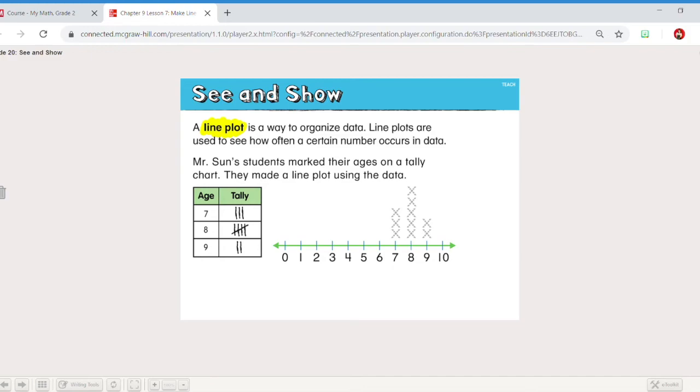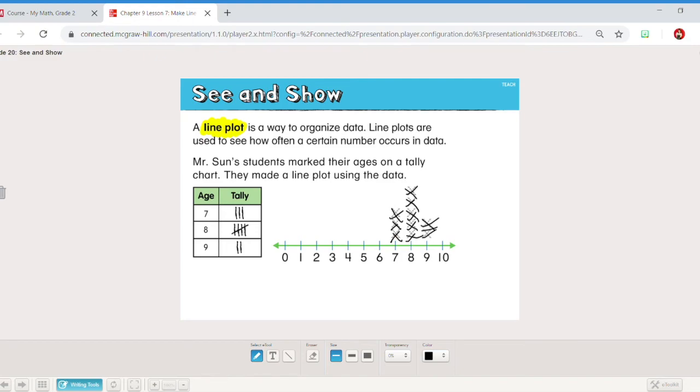A line plot is a way to organize data. Line plots are used to see how often a certain number occurs in the data. Mr. Sun's students marked their ages on a tally chart. They made a line plot using the data. So the students in his class are 7, 8, and 9 years old. It looks like the bottom axis represents the age of the students, and the X's represent how many students are that age. So go ahead and trace that in your own packet. 3 students for 7, 5 students for 8, and 2 students for 9.